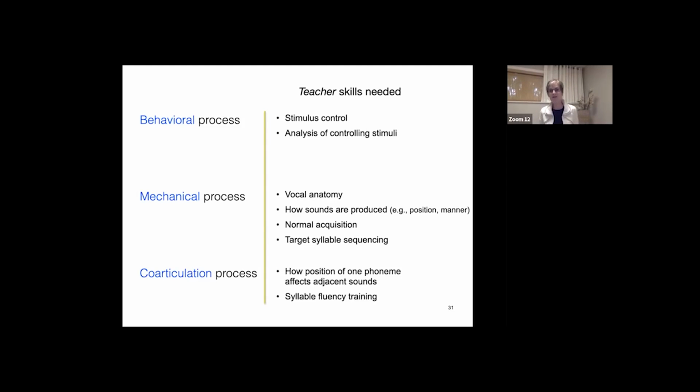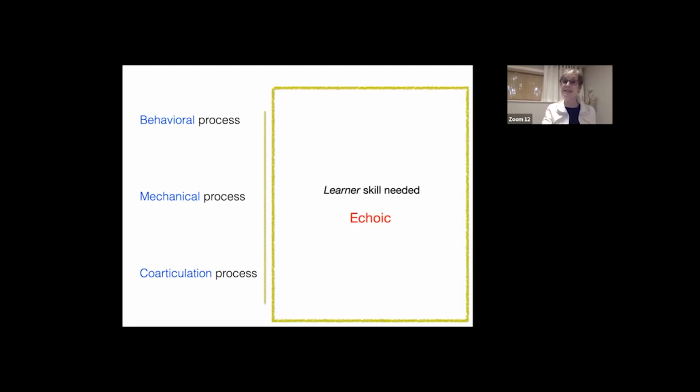And then the co-articulation process, as a teacher, I need to know how the position of one phoneme being produced will affect the adjacent sounds. This is key when I select targets. And do I understand how to train syllable fluency? These are all of the teacher skills that are needed. The learner skill that's needed for these three processes is echoic.